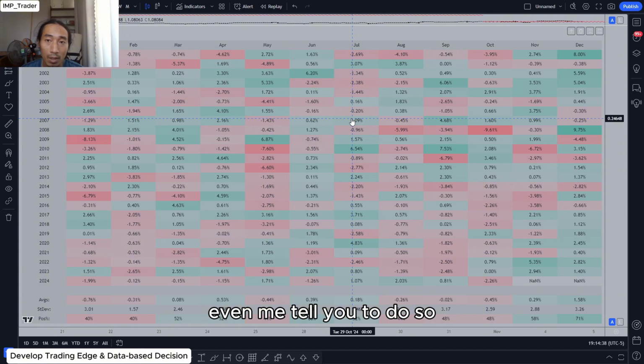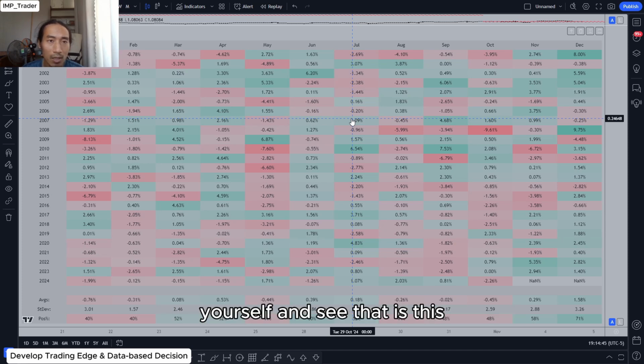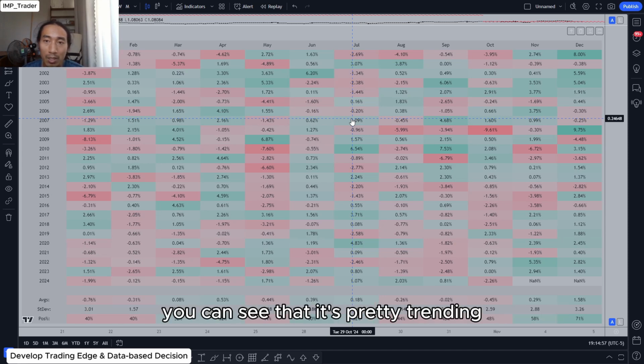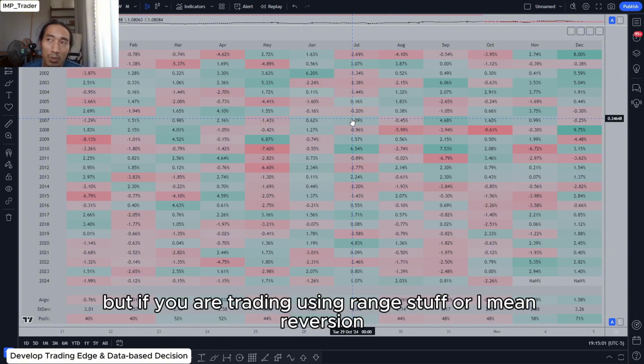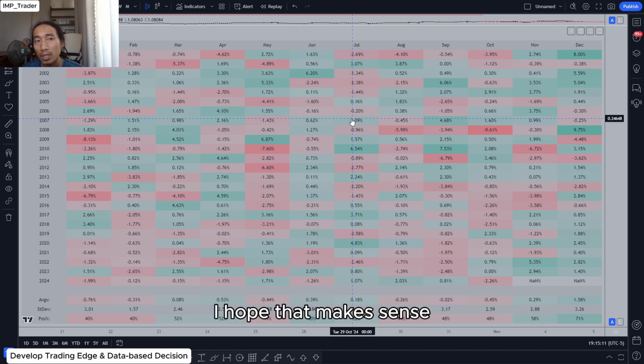Even me told you to do so? I think it is good to actually verify the data yourself. If you're trading EUR/USD and you are having second thoughts, then just validate on seasonality and you can see that it's pretty trending. But if you're trading using range or mean reversion, you're going to have to be quite careful with December. I hope that makes sense.